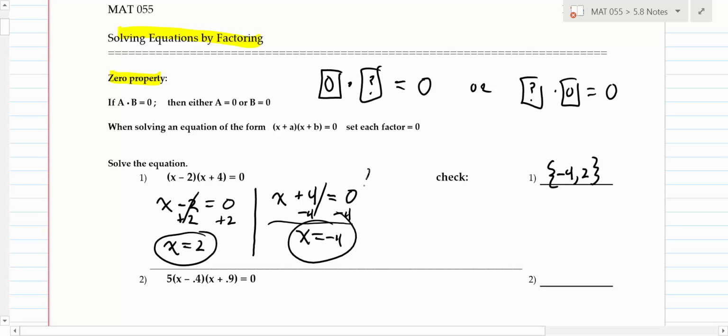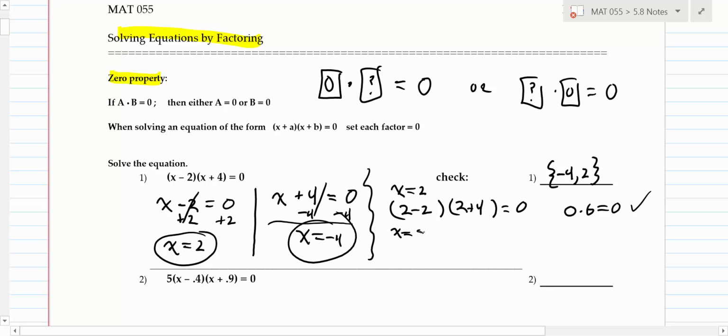When we check the answer to this problem, you have to check both answers, and it's real simple to check. You can even do this in your head. Let's just start with x equals 2. If you take the problem that I gave you, and replace x with 2, what you would have is 2 minus 2 there. Then you would have 2 plus 4 there. Now notice what you get is 0 times 6 is 0, so obviously that's right. Agreed?